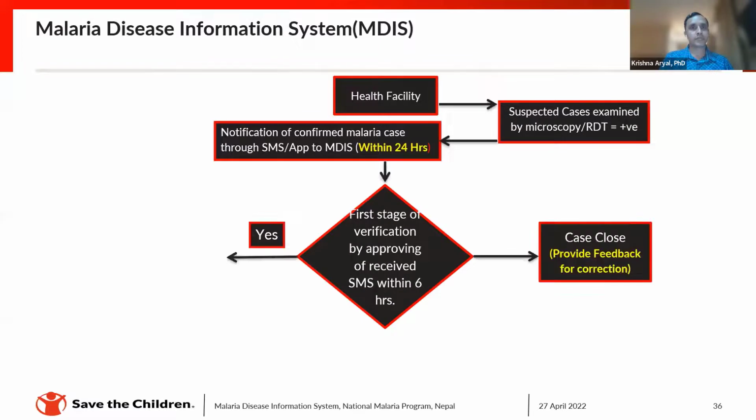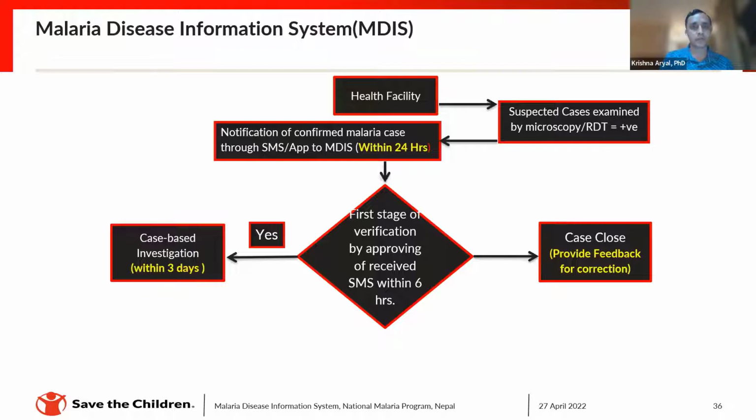So this basically describes how the cases are reported from the health facility. Once the notification is done within 24 hours of detection of the case, the first stage is verification by the concerned officer in the geographical area. If it is a case, then case-based investigation is completed within 3 days of the notification. And if it is verified not to be a case, then that is closed.